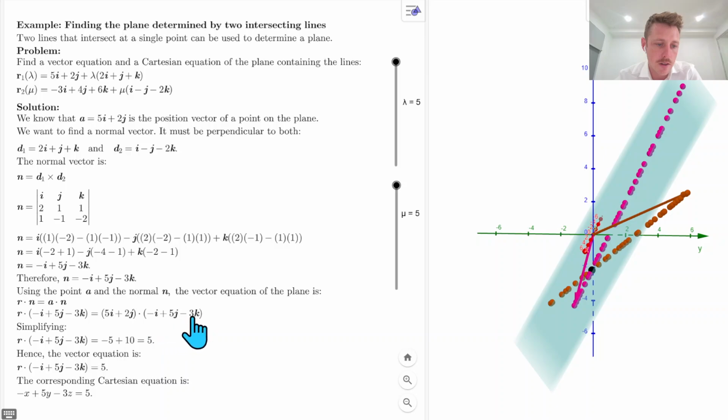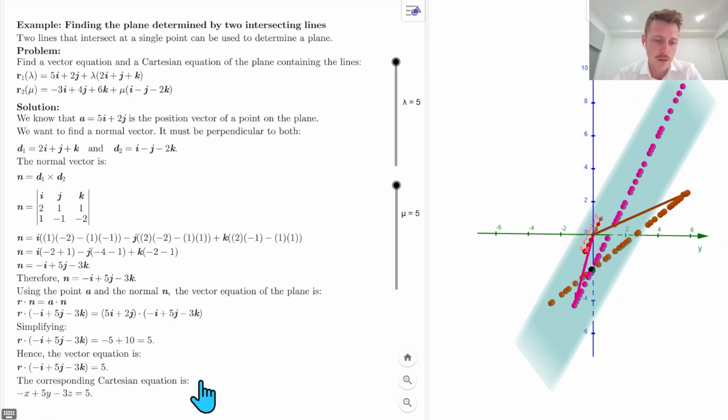This is our plane equation, r dotted with negative i plus 5j minus 3k equals 5i plus 2j dotted with the normal vector again. Simplifying, we get r dotted with negative i plus 5j minus 3k. The dot product of the right hand side turns out to be 5. And so this is our vector equation of the plane. r dotted with negative i plus 5j minus 3k equals 5.